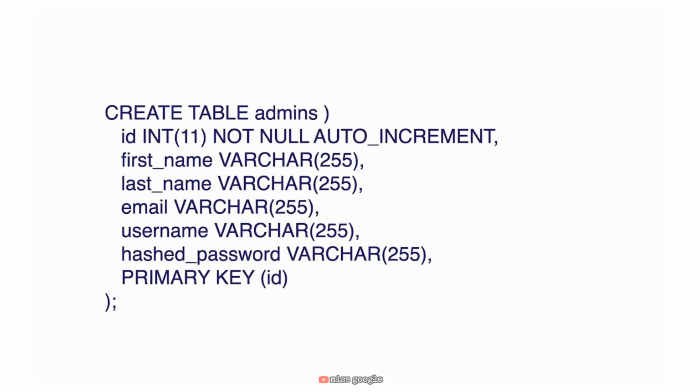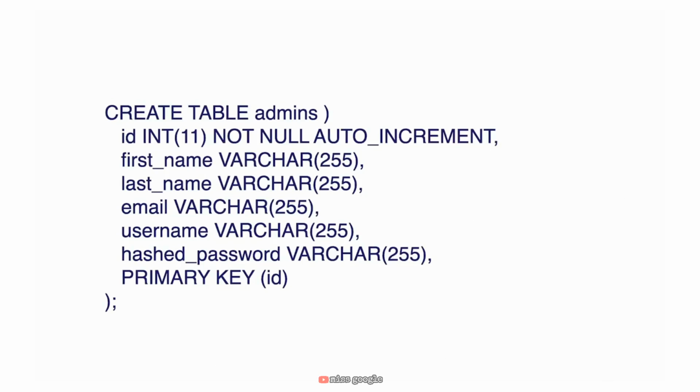Then I have columns for first name, last name, email, username, and hashed password. All of those are going to be of type varchar and have a length of 255 characters because they're just going to store strings in them. Now, first name, last name, and email are really just conveniences, so I really know who this person is in real life and how I can reach them.